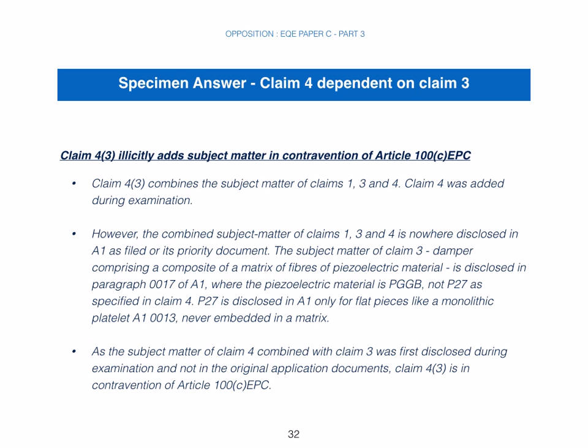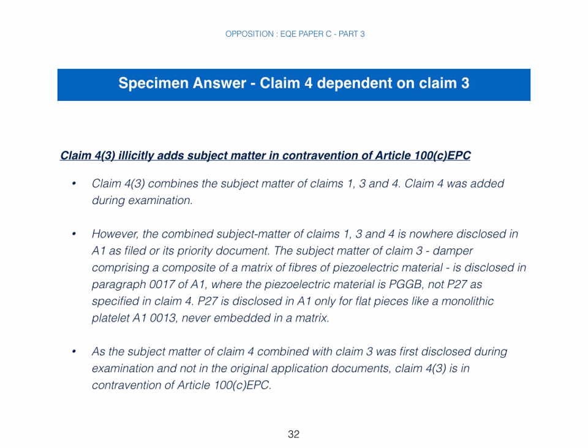Claim 4.3 combines the subject matter of Claims 1, 3 and 4. Claim 4 was added during examination. However, the combined subject matter of Claims 1, 3 and 4 is nowhere disclosed in A1 as filed or in its priority document. The subject matter of Claim 3, damper comprising a composite of a matrix of fibers of piezoelectric material, is disclosed in paragraph 17 of A1, where the piezoelectric material is PGGB, not P27, as specified in Claim 4.